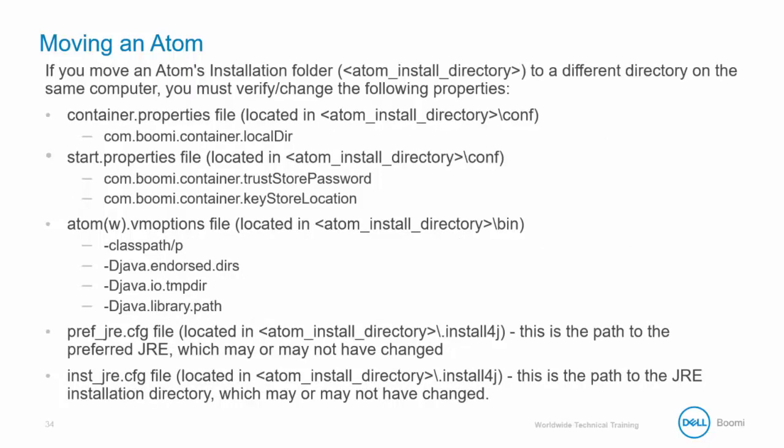If you move an atom's installation folder to a different directory on the same computer, you must verify and change the following properties: container.properties file, the start.properties file, the atom.vmoptions file. Note that where atom is in parentheses, that means the atom is running as a service, or atomW simply means running in the console or desktop mode. You also need to change the two config files listed.